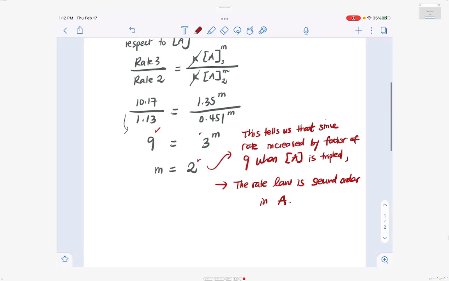Okay, so the rate is going to be the rate constant times the concentration of A to the power of 2.